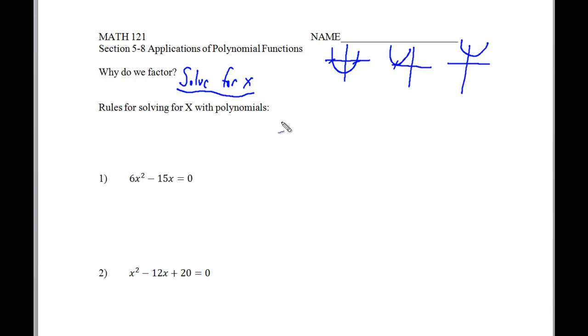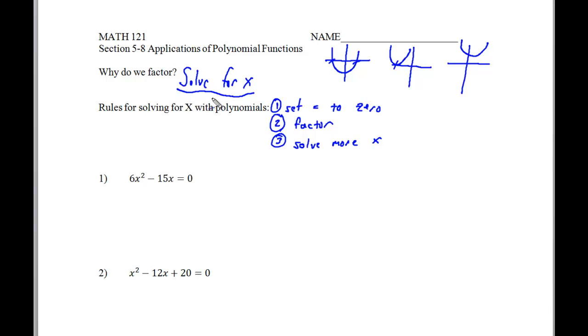So here are the rules for solving for x with polynomials. The first rule is you want to set the equation, or set whatever your problem is, equal to 0. Step 2, you're going to then factor it. And then once you factor, you're going to then solve for x. There are more steps involved if you had to write out every single piece of this, but you'll see as we go along how to do it.